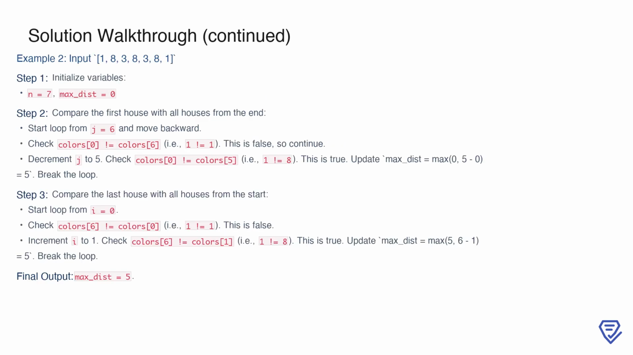In example 2, the input array is 1, 8, 3, 8, 3, 8, 1. We start by initializing n to 7 and max_dist to 0.